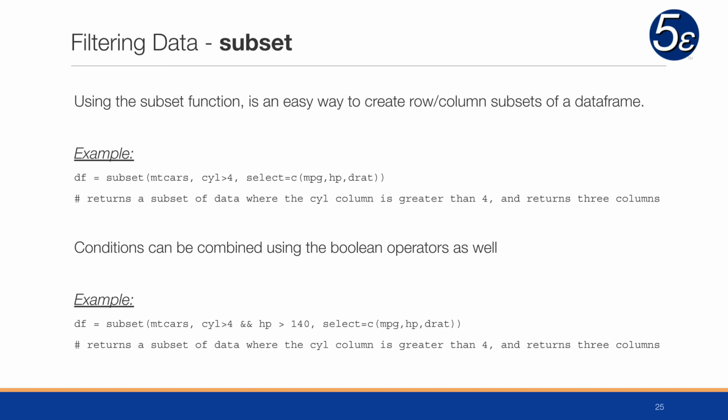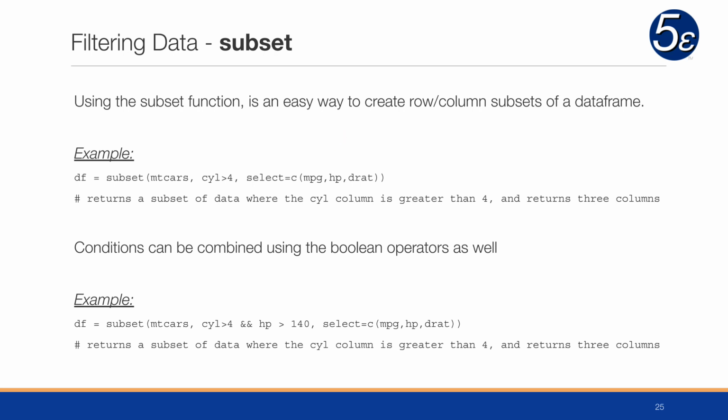Now the subset function is an easy way to create the row and column subsets of a data frame. We'll use the subset command, and the first parameter is the data frame. The second parameter is the condition that we're looking for. So here we're looking where the CYL column is greater than 4. And the final parameter is a vector of the variables that we want. In this case, we say select equals C, MPG, HP, and DRAT. This will return a subset of data where the cylinder column is greater than 4, but it will only return the MPG, the HP, and the DRAT columns.